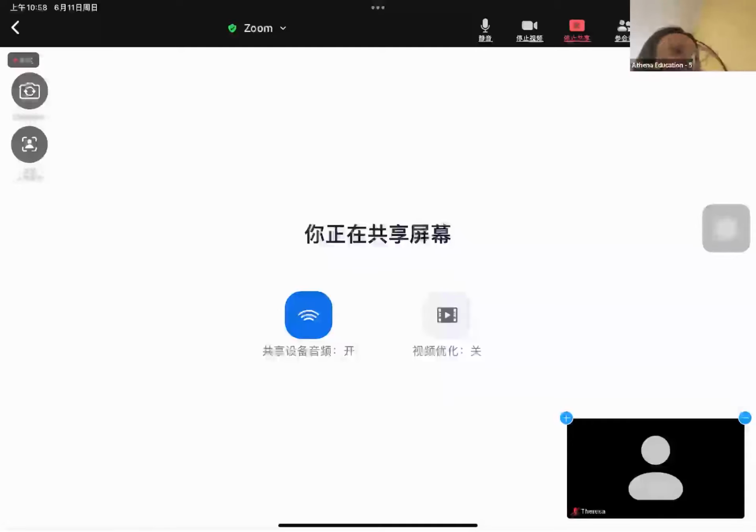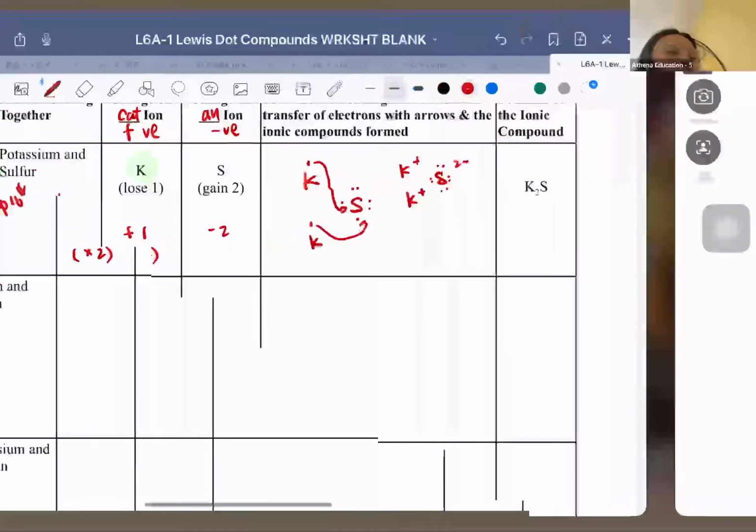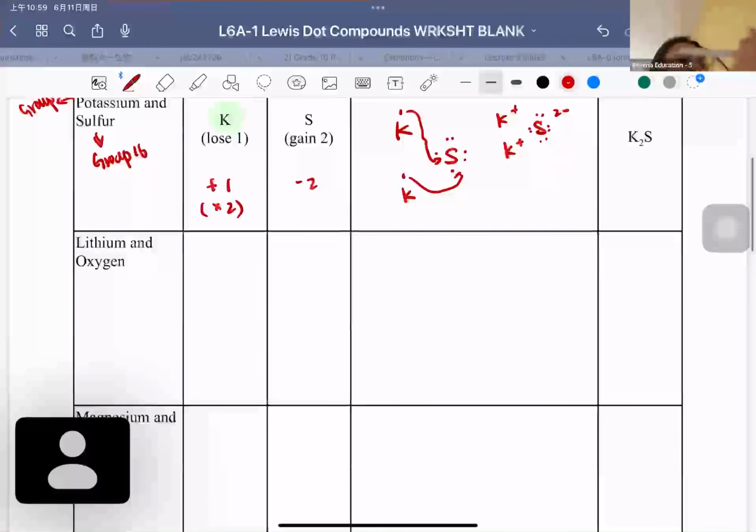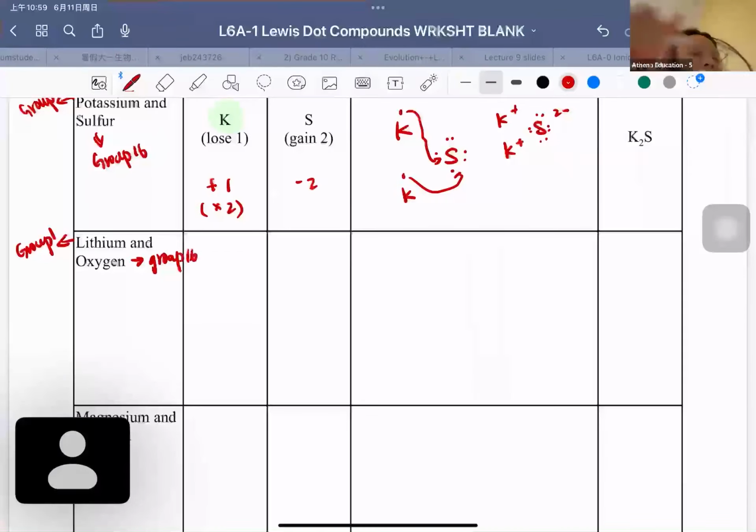All right, I'll give you about 5 minutes to do the second one. Lithium and oxygen. In case you don't have a periodic table, lithium is also in group 1. And oxygen is in group 2. Oh, not group 2, group 16, sorry. It's group 16.